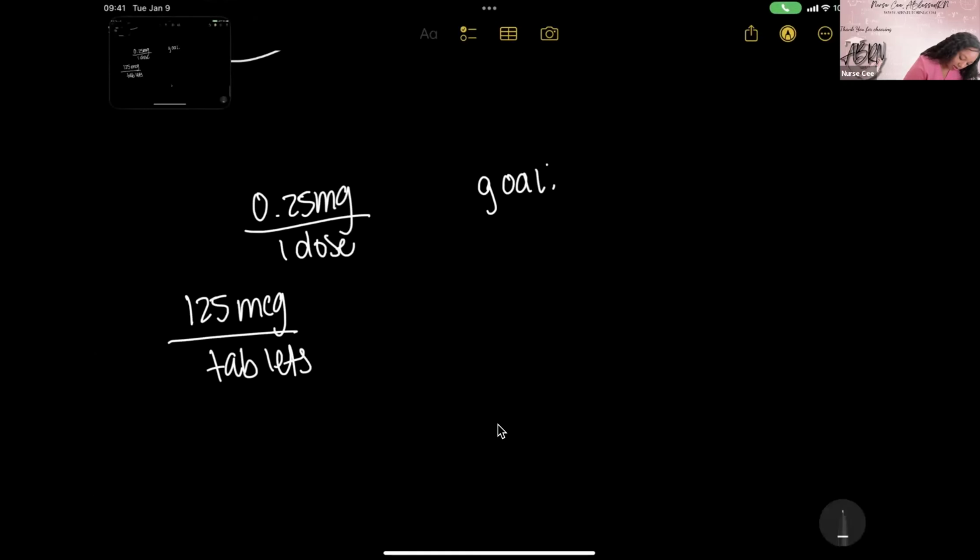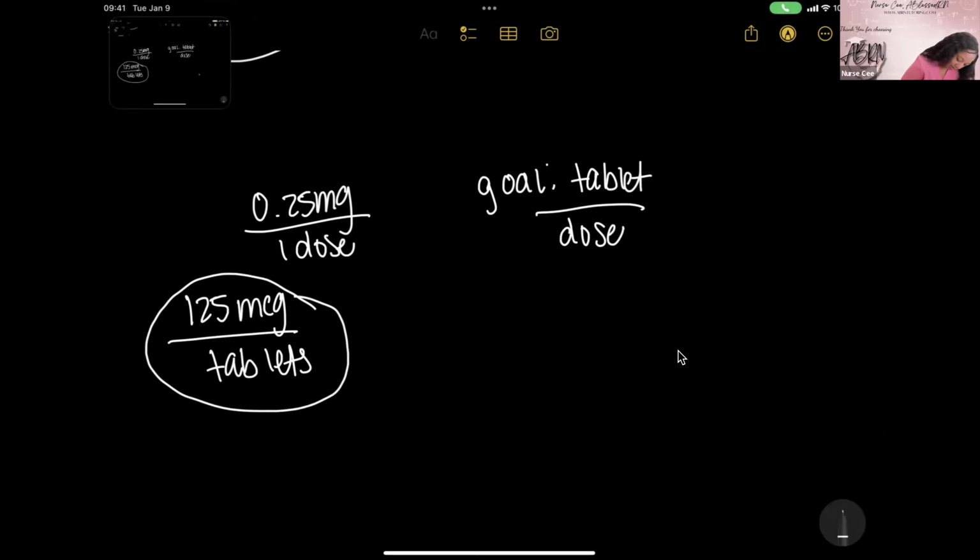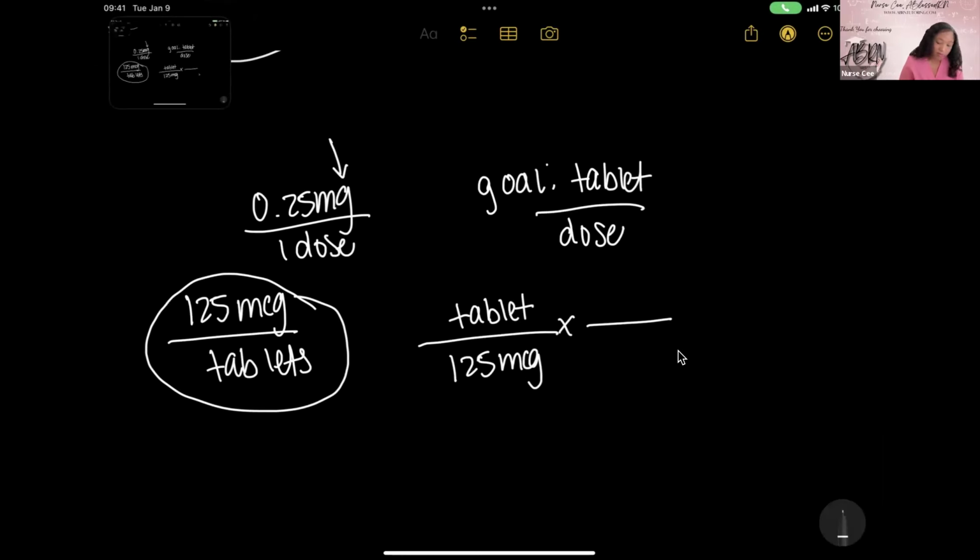So our goal again is tablet per dose, okay? So what we'll do is start with our tablets. This puzzle piece right here has your tablets in it. So tablet over 125 micrograms, okay? And then we've got milligrams right here. We can't put a milligram on top of a microgram. They have to match, remember? So therefore, we'll have to pull out those conversions that we memorized. So if I've got microgram at the bottom, I know I'll need microgram at the top. So 1,000 micrograms is 1 milligram.